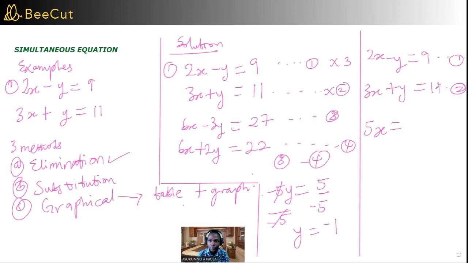I want to add 9 plus 11. That's going to be 20. So now I'm looking for my x. So x equal to 20 over 5. And that is going to be x equals 4. So here now I can say x equal 4 while y equal to negative 1. So that is how to use the elimination method.